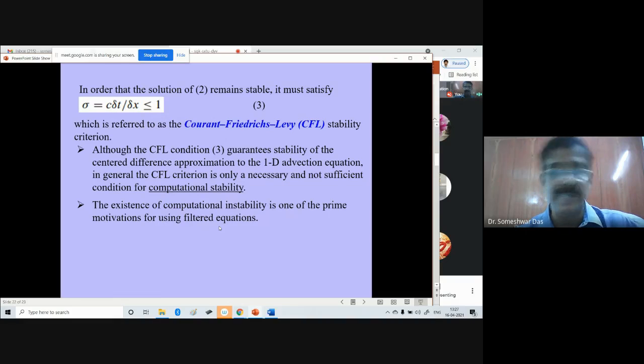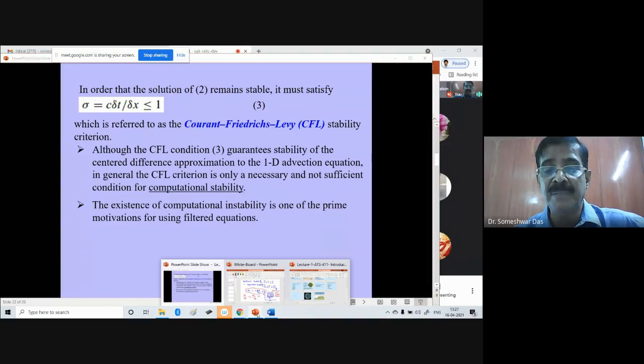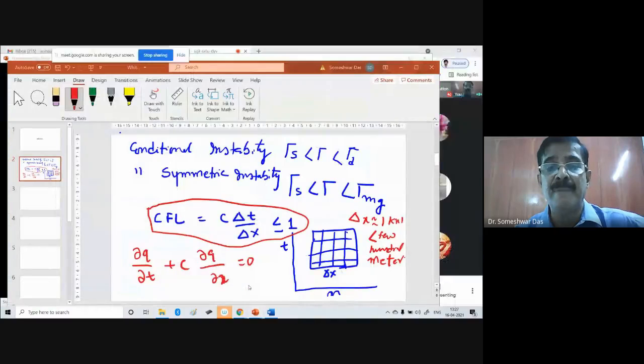Okay, filtered models. What is filtered models? We can discuss more in detail maybe in the next class. But essentially, the solutions of the equations are not stable. The solution of the equation is not stable because of the presence of many unwanted waves.